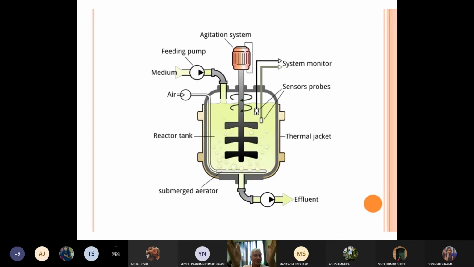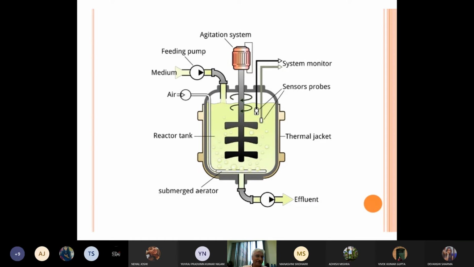After sterilization, bringing down the temperature again to 37, 33, 35 degrees centigrade, we put the culture. We inoculate with those two strains which you have identified. One of the strains we will add into this media. Once the strain is added into the media, we'll start the aeration, agitation, and then we'll monitor the pH, temperature, everything for the coming 3 to 5 days.